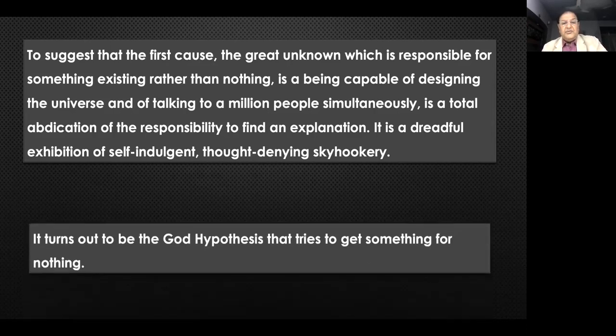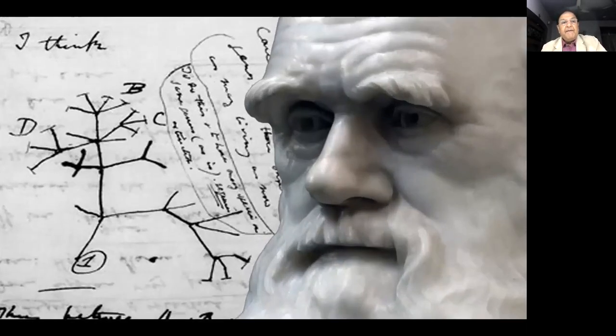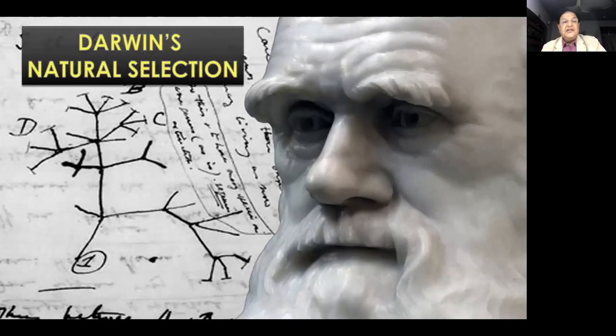And it turns out to be that God hypothesis that tries to get something for nothing. So he's not really convinced by any God hypothesis that we discussed. And I think just like all the scientists, especially those atheists, he is also one who believes in Darwin's natural selection. In fact, he has devoted several pages to Darwin's natural selection, trying to argue that everything that exists in the world can be explained by it.